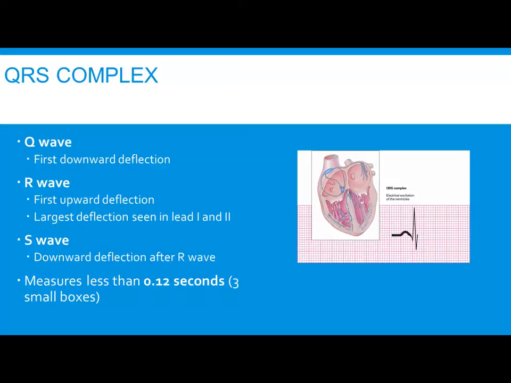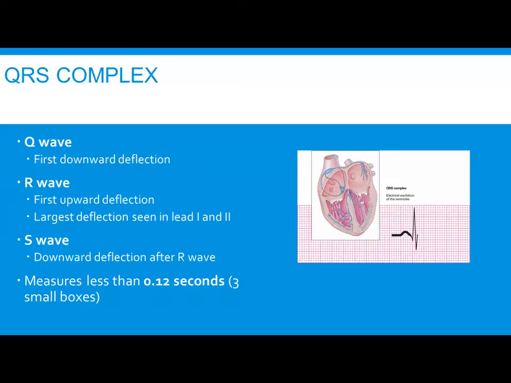This has got to be less than 0.12 seconds. So the start of the Q wave to the end of the S wave has got to be less than 0.12 seconds. So far, we've talked about the PRI. The PRI starts where? Beginning of the P wave, and it's measured to the what? Beginning of the QRS complex, okay?